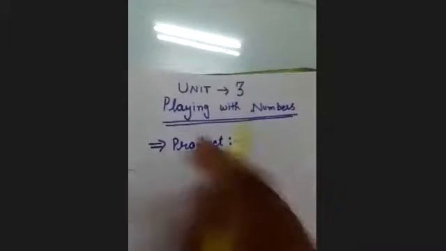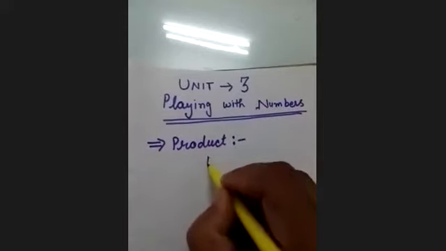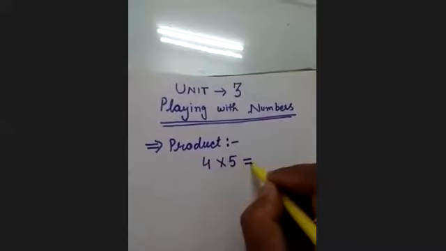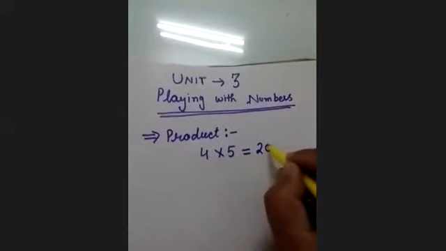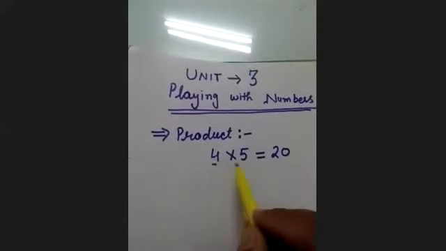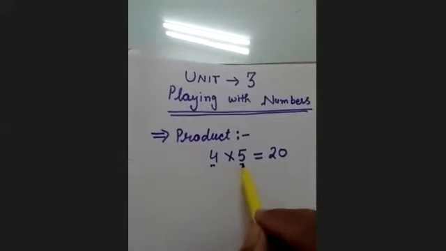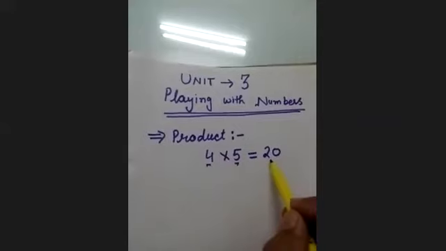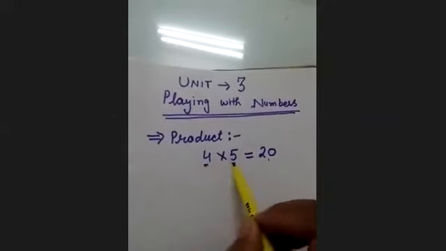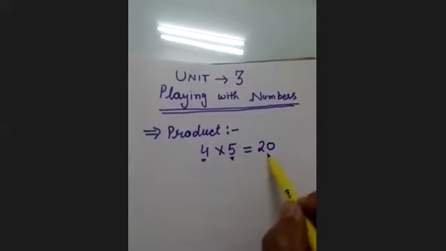For example, we multiply 4 multiplied by 5. 4 multiplied by 5 is 20. Here we multiply two numbers, 4 and 5. 4 multiplied by 5, then the answer is 20. So the product of 4 and 5 is 20.